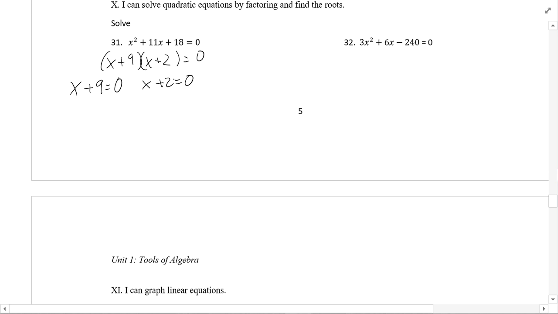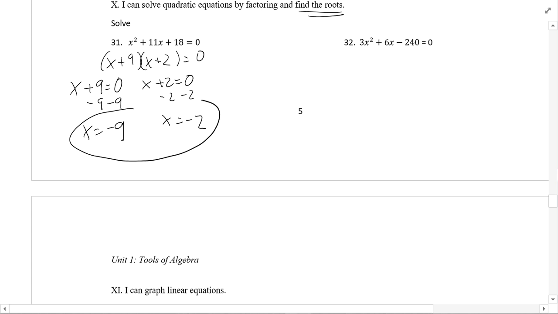So let's go ahead and solve both of them. Here, I'm going to subtract 9 from both sides. So I get x equals negative 9. So when it says find the roots, this is the root. This is where your parabola would cross your x-axis, okay? So x equals negative 9. Here I'm going to subtract 2 from both sides. So I get x equals negative 2. So my 2 solutions, or my roots, would be x equals negative 9 and x equals negative 2.